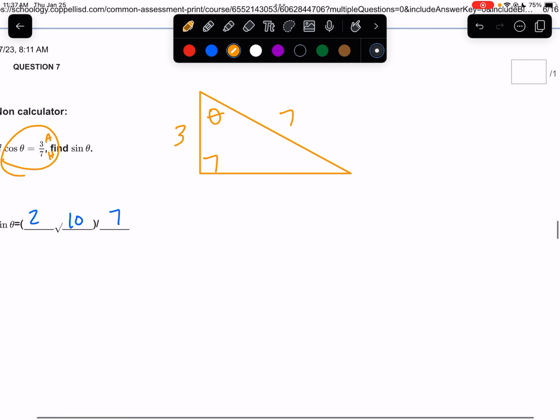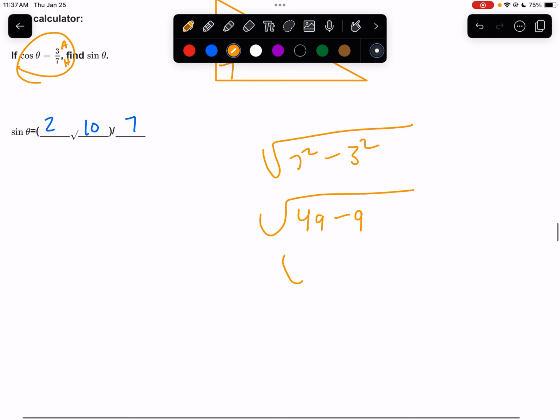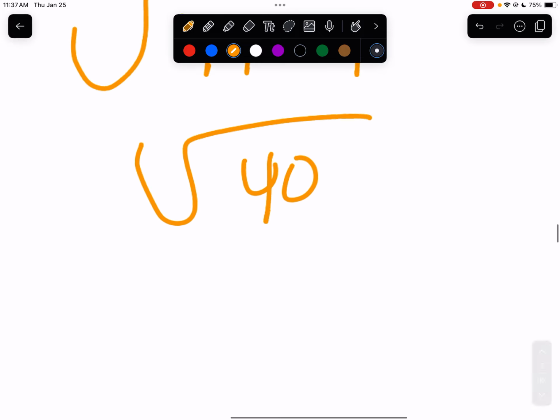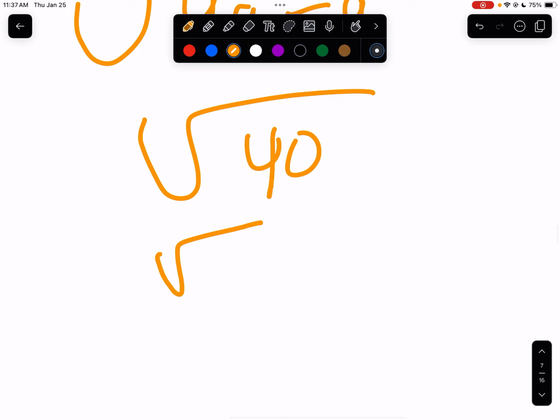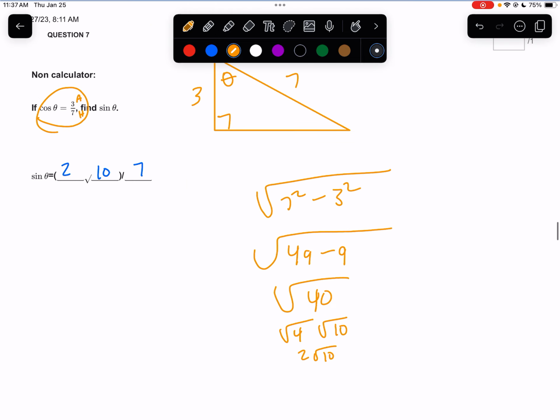So we need to do Pythagorean theorem. That would be 7 squared minus 3 squared. That would be 49 minus 9. That's the square root of 40, but hold up. We have to simplify that. The square root of 40, pull out the biggest perfect square. That'd be the square root of 4 times the square root of 10. That is 2 root 10. So this side would be 2 root 10.